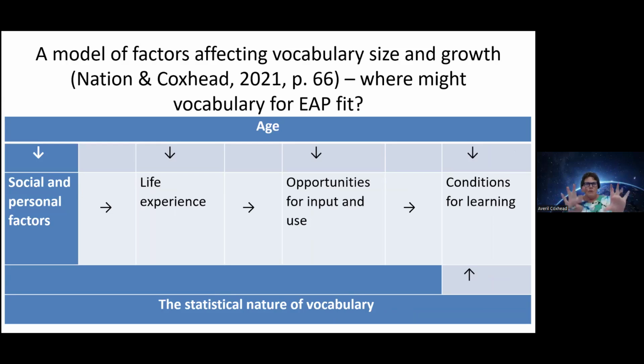So this model we put together for general vocabulary size and growth, but I think it also relates to English for academic purposes. So one of the common quotes about English for academic purposes is that nobody's a first language speaker or native speaker of English for academic purposes, right? So what are the social and personal factors that have an effect on the vocabulary that people have? What are the subjects that they've studied at school? Because we know that the more that students know about a subject area, the more likely it is that they'll know the vocabulary related to that subject area. What's happened in their lives? Have they traveled a lot? Have they read a lot?